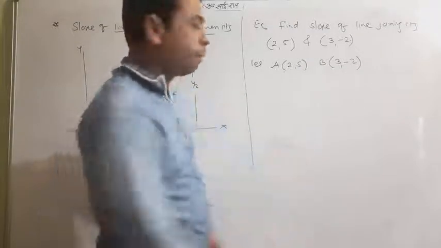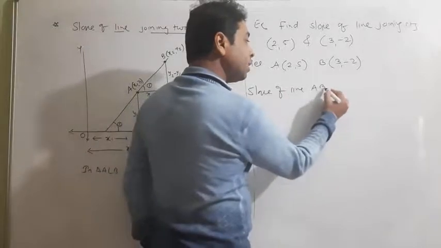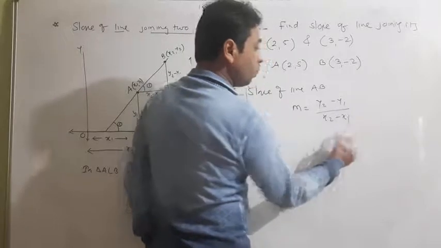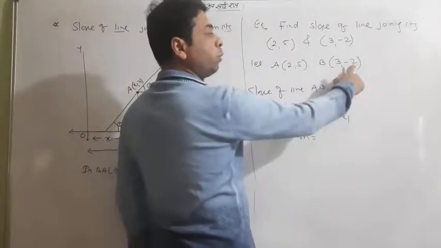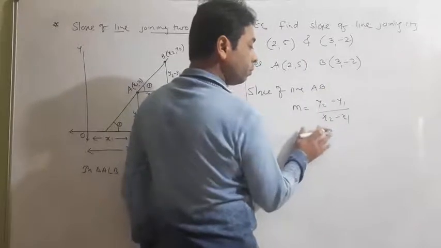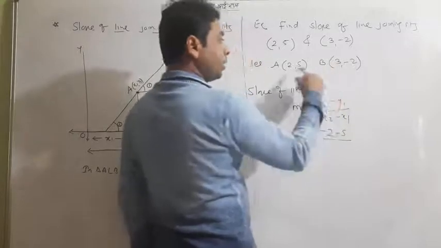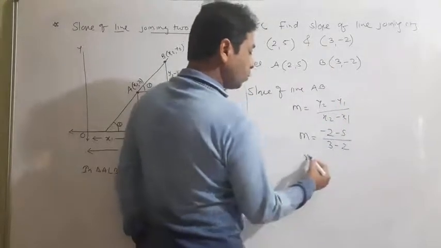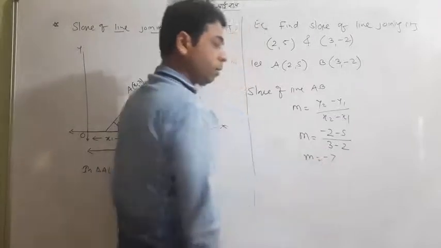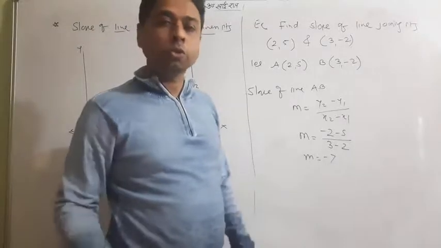Both are acceptable. So the slope of line AB is given by the formula y2 minus y1 upon x2 minus x1: minus 2 minus 5, upon 3 minus 2. So m is equal to minus 7 upon 1. So this is the slope of the line. It was so simple.